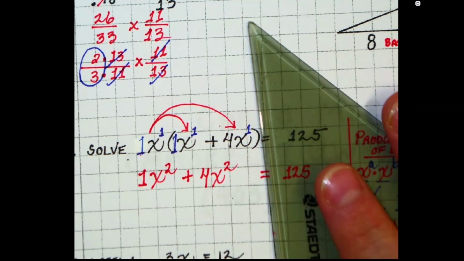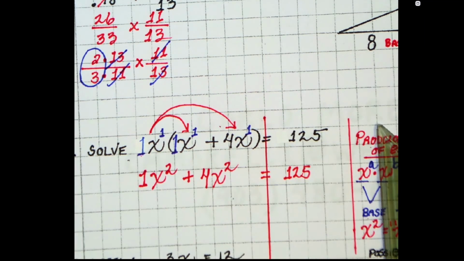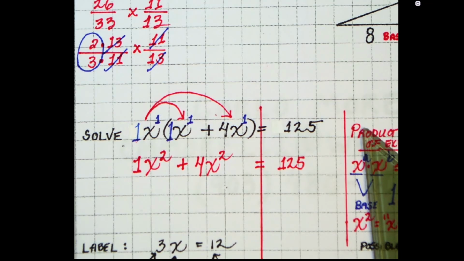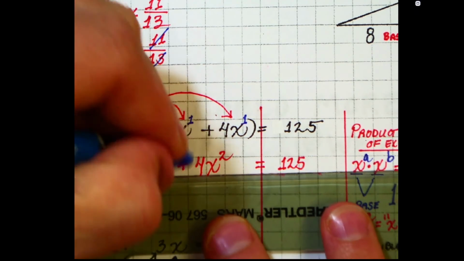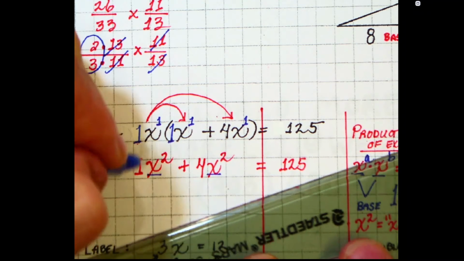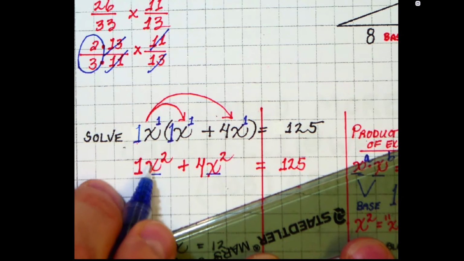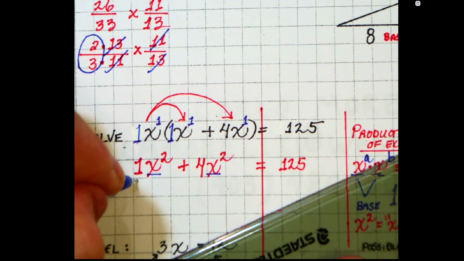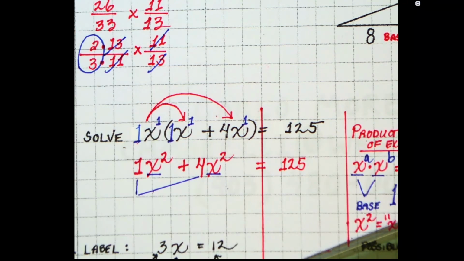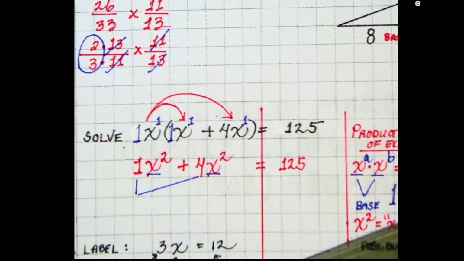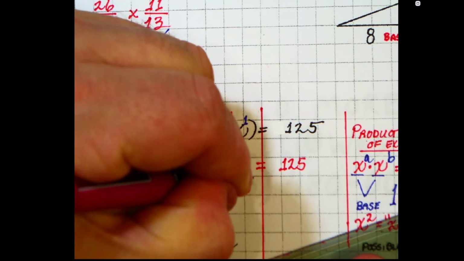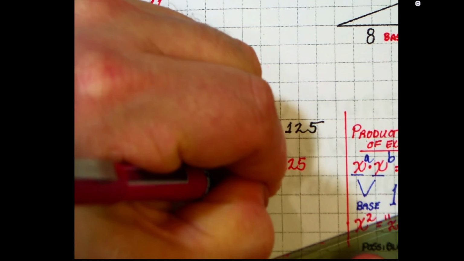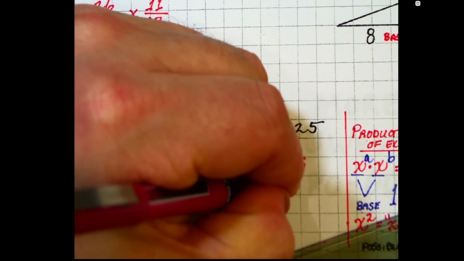We better take our protractor or straight edge and draw a vertical line right here. And now we can continue solving this problem. So notice we now have 1x squared and 4x squared. These are like terms, so we can combine like terms, right? So we keep the x squared and we just add 1 and 4 like so. Okay. What's 1 plus 4? 5. So we have 1x squared plus 4x squared is 5x squared. So we'll write that over here. 5x squared equals 125. Okay?